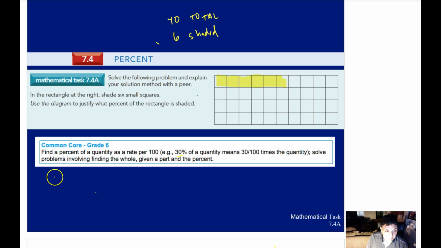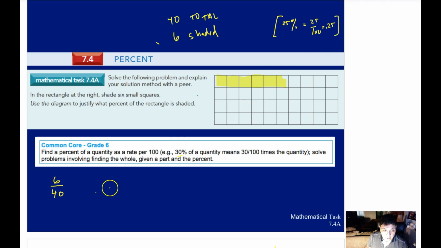And so one way to think about it is that we have 6 out of 40. And so that's one way to think about it, okay, what can we do with that? Since we know percent means a rate per 100, or something out of 100, for example, if I say 25%, 25% is the same as 25 out of 100, which we know is 0.25, 25 hundredths. So that's the idea of a percent.